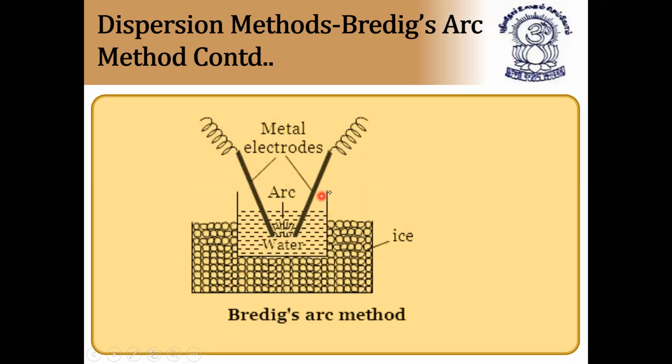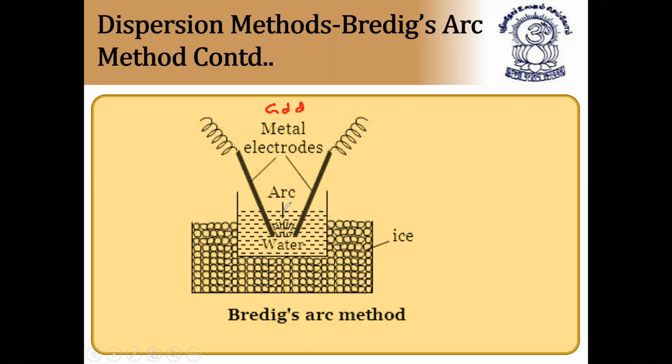See here, these are the two gold rods, metal electrodes, and these two are connected. So this is nothing but two gold electrodes. These two are called metal electrodes, that is, gold metal electrodes. An electric arc is struck between the two electrodes, and these metal electrodes are immersed in water, and this water is kept in an ice bath. This is called an ice bath.